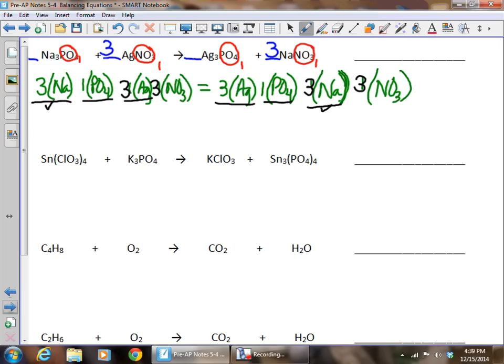So my silvers are good now. My phosphates, my silvers are both good. How about my nitrates? I've got 3 nitrates on the left and 3 nitrates on the right. So looks like I'm balanced now. So my coefficient list is going to be 1, 3, 1, 3.